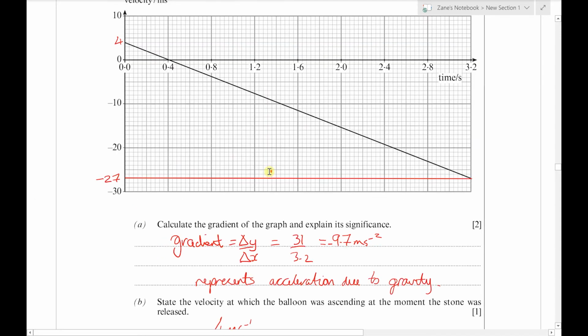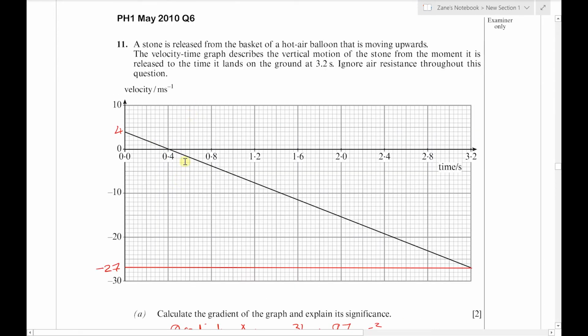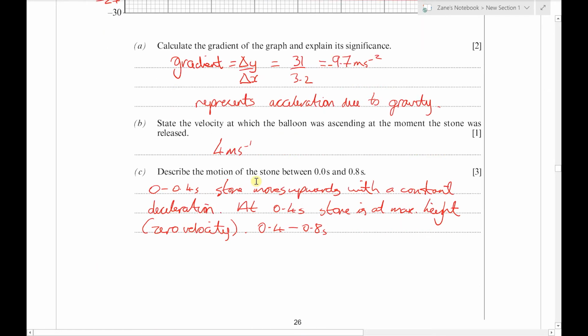At 0.4 seconds, the velocity of the stone is 0, so the stone is at its maximum height. I'll just put 0 velocity in there to help explain that. And then 0.4 to 0.8 seconds, now the stone is moving downwards, but it's still got that constant downward acceleration, because it's causing the stone to gain speed vertically downwards.